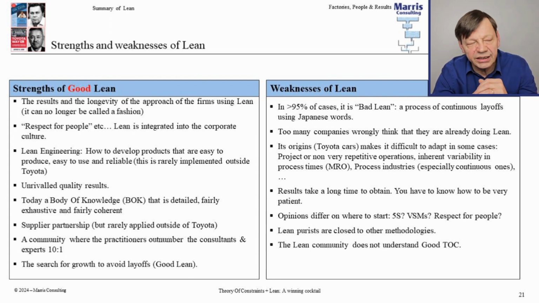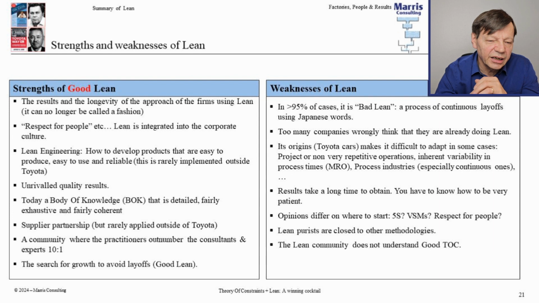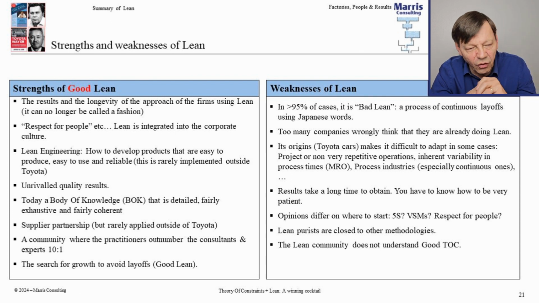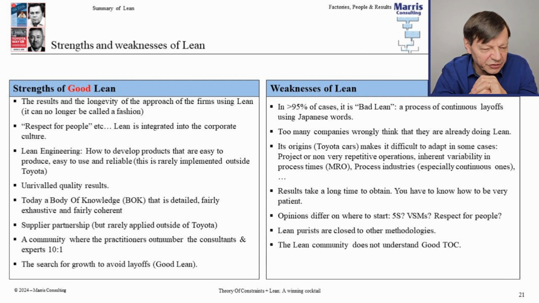One point which I think is kind of undervalued or under-recognized is Lean engineering, how they design their cars, okay, that are easy to produce and to use and are reliable. Unfortunately, not often copied or implemented outside of Toyota. Quality, unrivaled quality results. They're just, you know, on another planet in terms of their results and their attitude to quality. The body of knowledge is now fairly clearly written up and coherent.